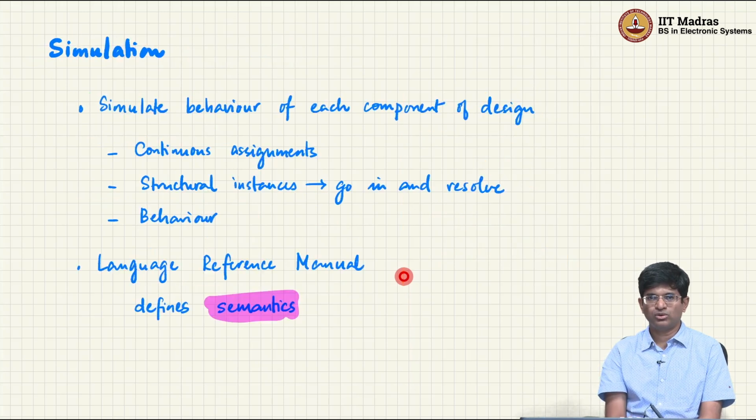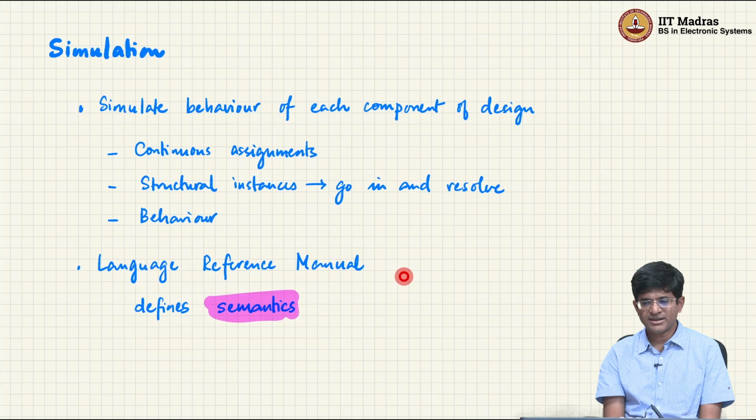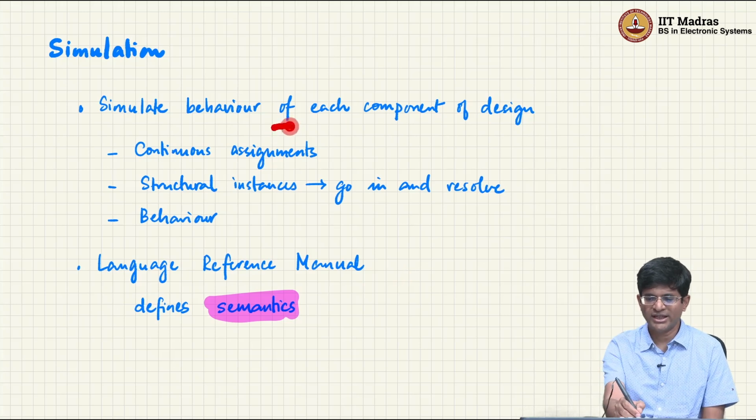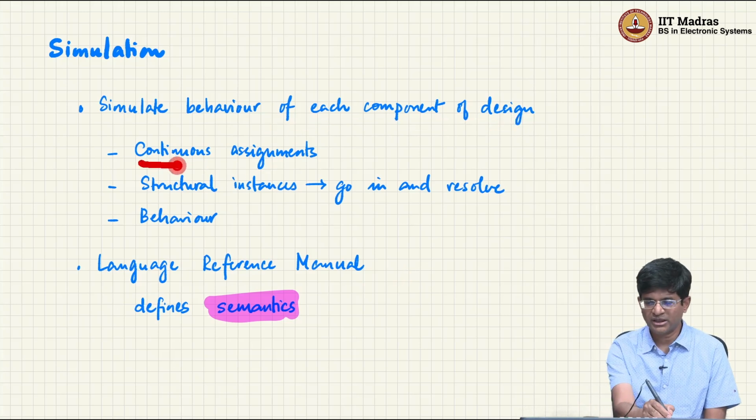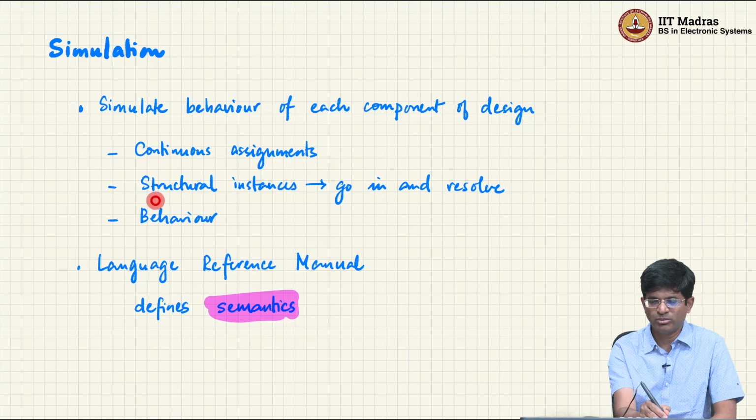Alright, so now we know the basics of how to write a little bit of Verilog. What do we do with that? We basically want to simulate it, right? And the simulation essentially takes each component in the design, which could be continuous assignment statements, structural instances, or behavior, the always blocks, and it goes through those and basically interprets what they are supposed to do, right?